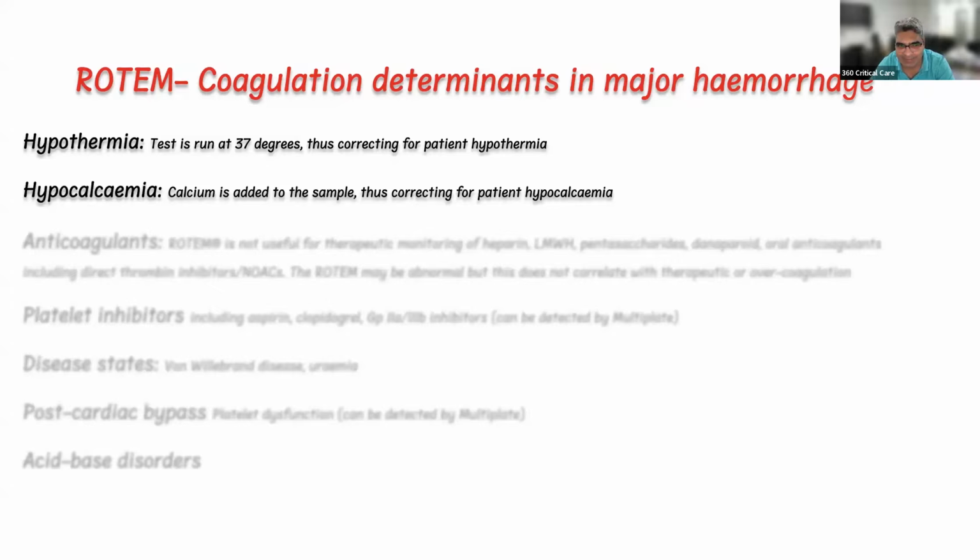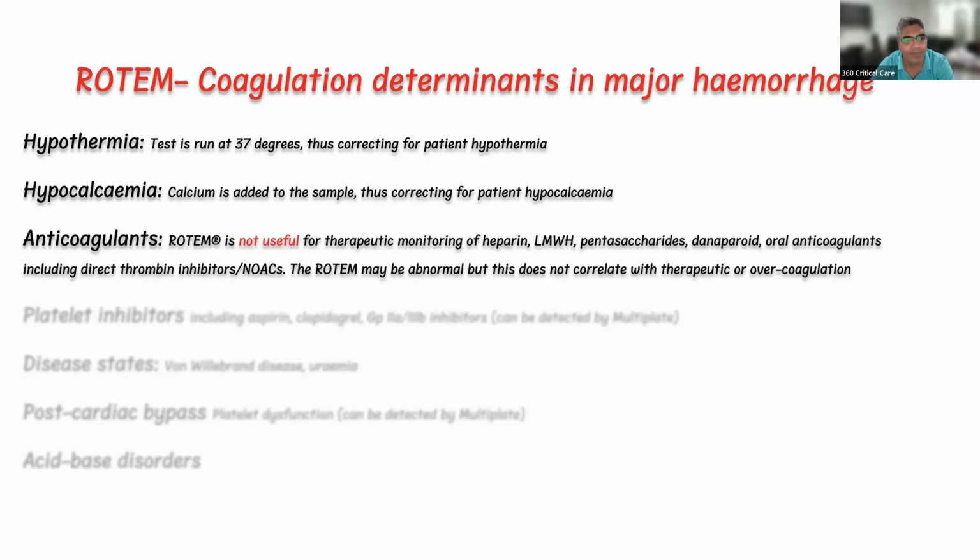Second is hypocalcemia. In this test, calcium is added to the sample, thus correcting for platelets in patients with hypocalcemia. So you cannot evaluate whether a patient's bleeding disorder is because of hypocalcemia. That's the problem of ROTEM, because calcium is added into the blood and it is corrected. So you will not be able to know whether hypocalcemia is one of the causes of bleeding for that patient.